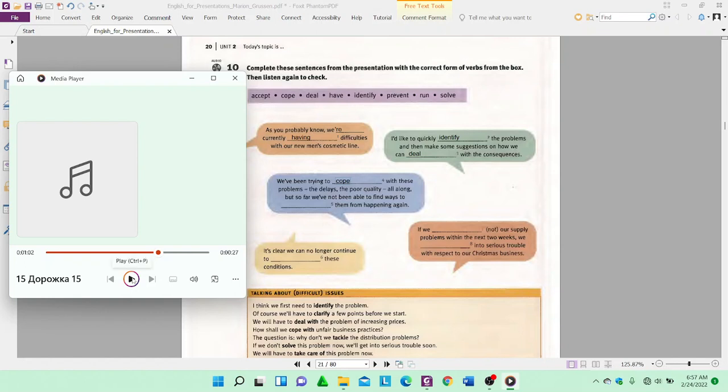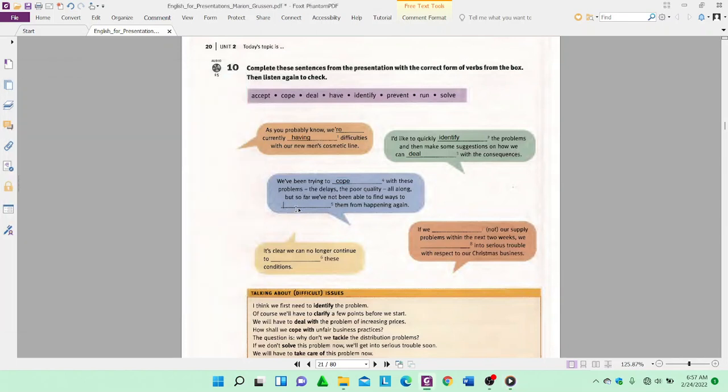Iya. Jadi bilang apa? We've not been able to find ways to prevent them from happening again. Gitu. Okay, next one. Okay.